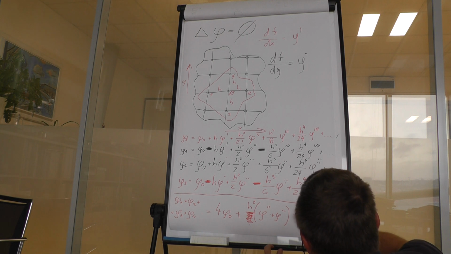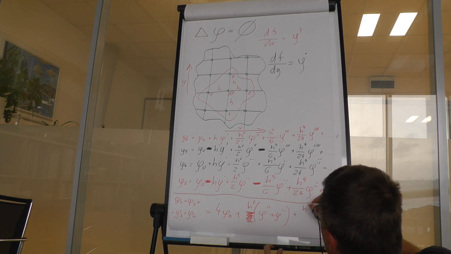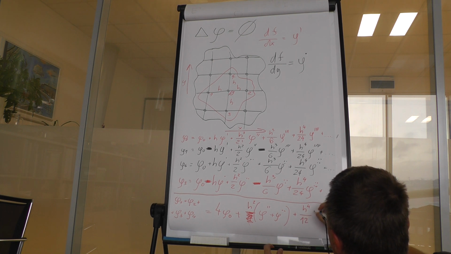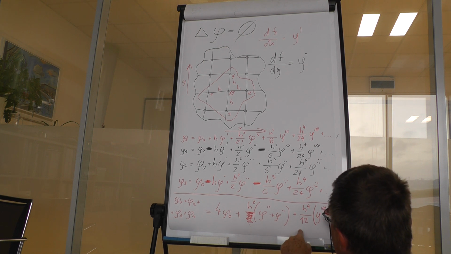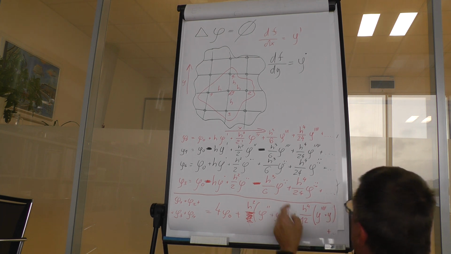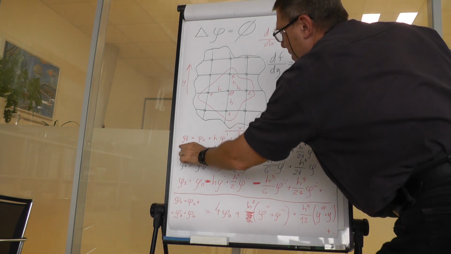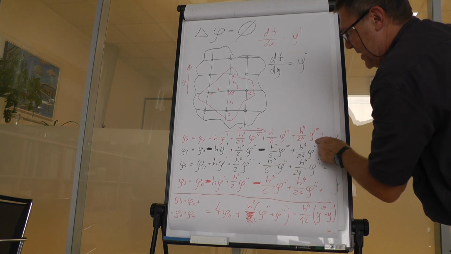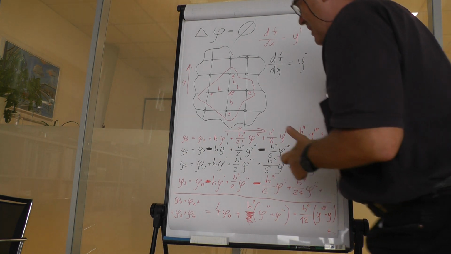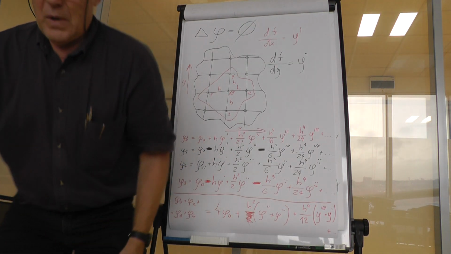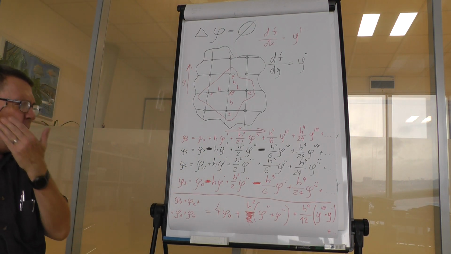plus h raised to the fourth power divided by 12, and we will have a sum of fourth derivative of phi against x plus a fourth derivative of phi against y plus, we have described only a part of the series which is infinite. What we have done a lot now.